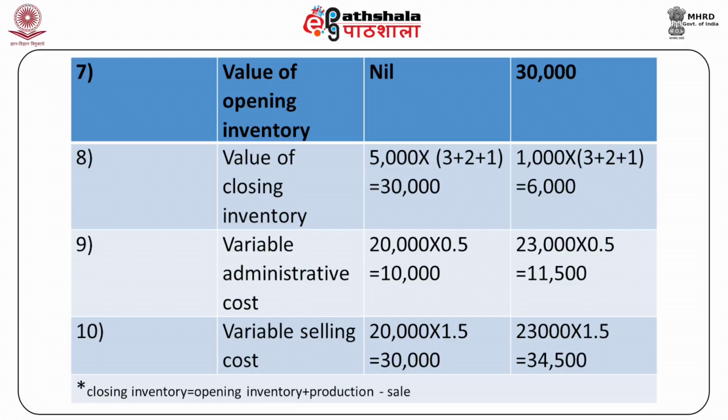Variable administrative cost is 20,000 into 0.5, which gives us 10,000. For variable administrative cost of 2014, we have 23,000 into 0.5, which is 11,500. The variable selling cost for the year 2013 is 20,000 into 1.50, which is 30,000. The variable selling cost for the year 2014 is 23,000 into 1.50, which is 34,500. We have to remember that closing inventory is equal to opening inventory plus production minus sale.